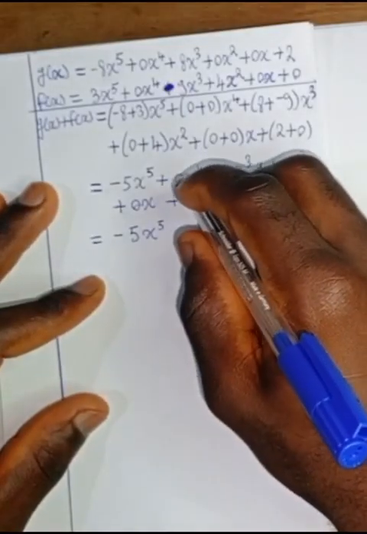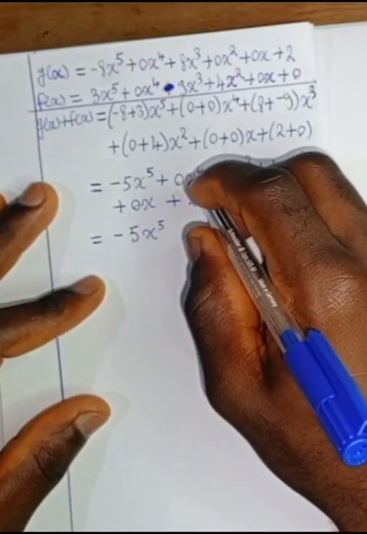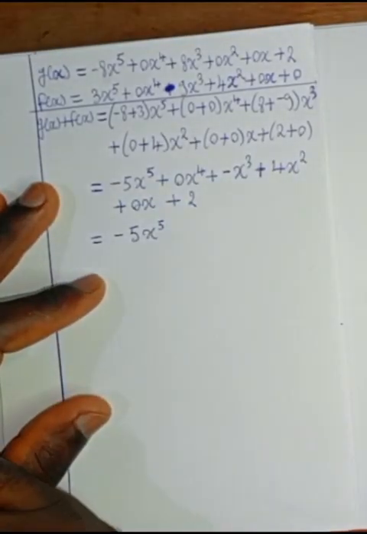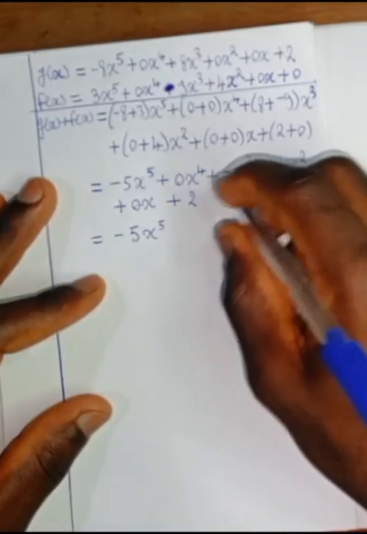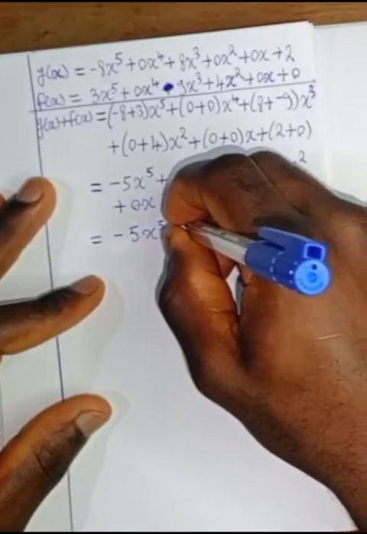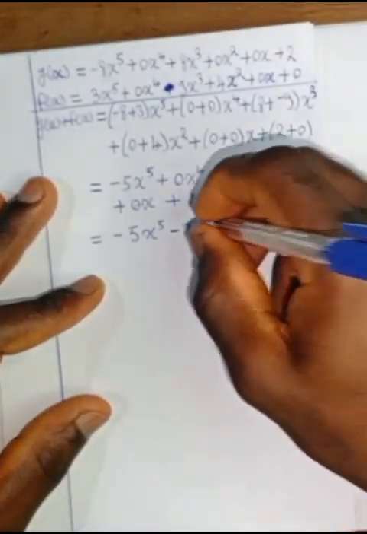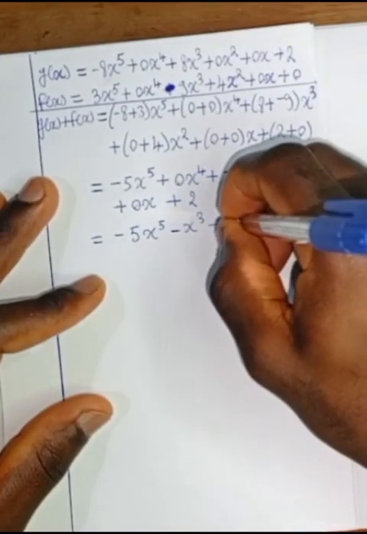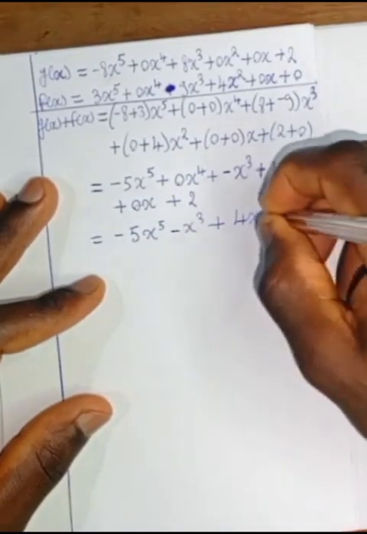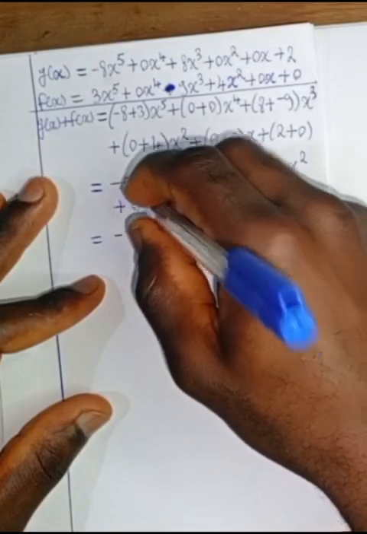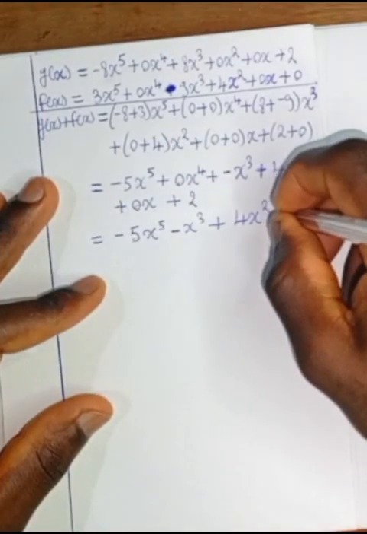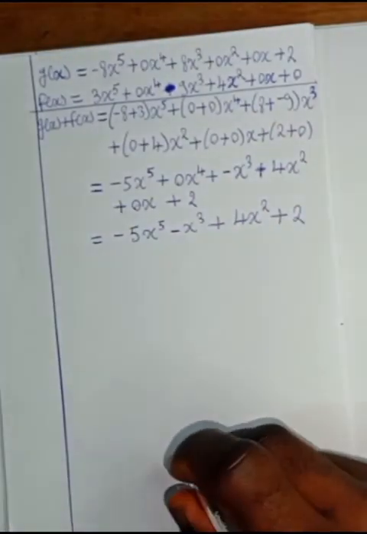So this will simply be equal to negative 5x to the power 5. We know 0x to the power 4 is the same as 0. We are going to leave it out. Positive negative, negative positive, minus x cubed plus 4x squared. 0x, we are going to dump it, plus 2. So this is the final result.